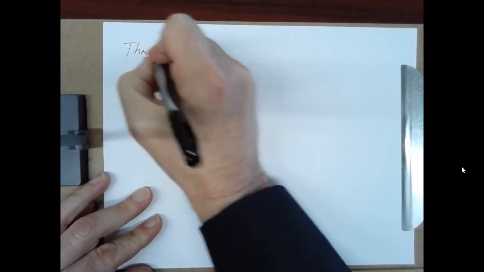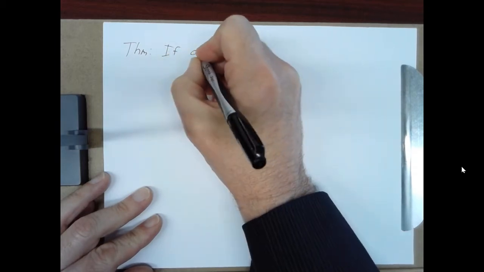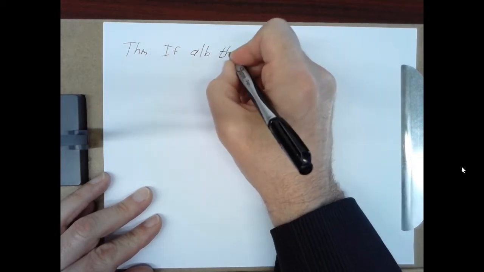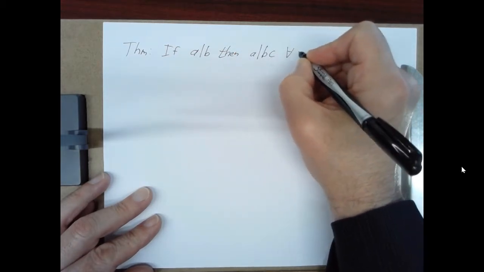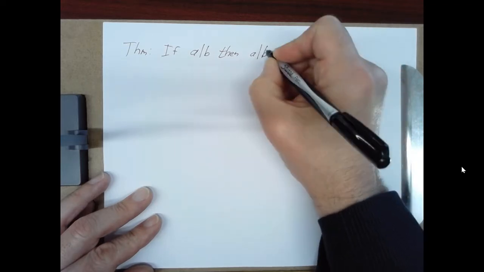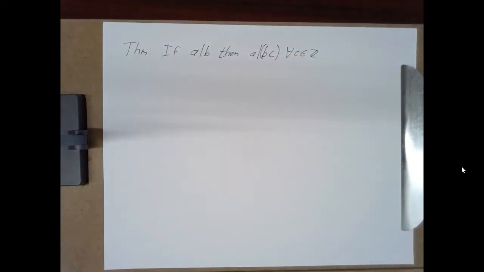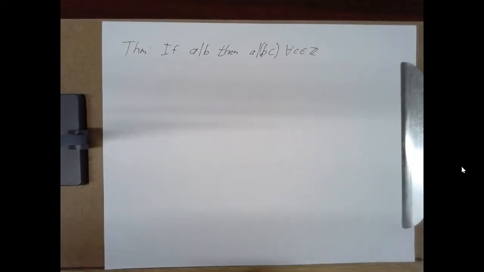So here's a theorem. If A divides B, then A divides any multiple of B, any integer multiple of B. So if A divides B, A will also divide 7 times B, or negative 15 times B, or 436 times B. And we don't have to prove this formally, but you can see how this is going to work.